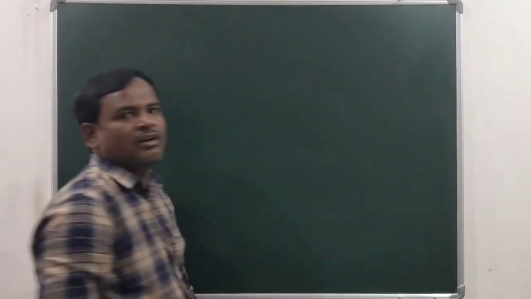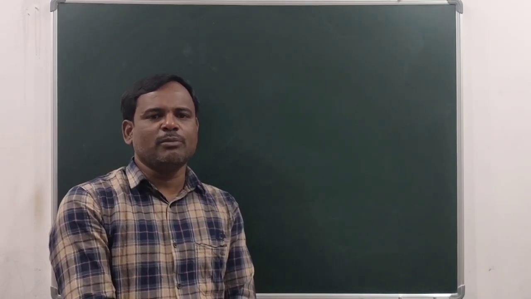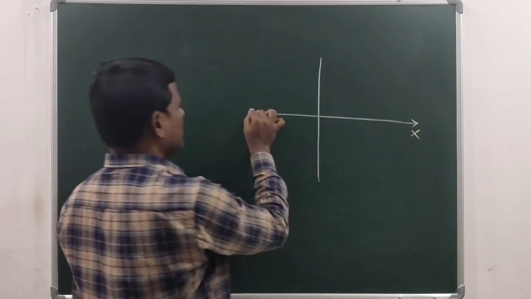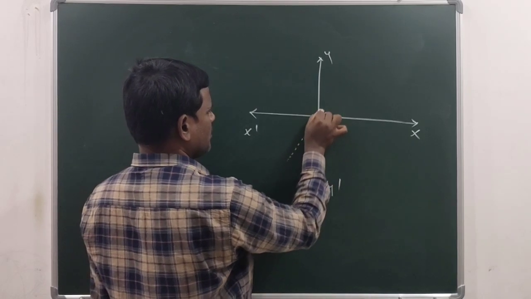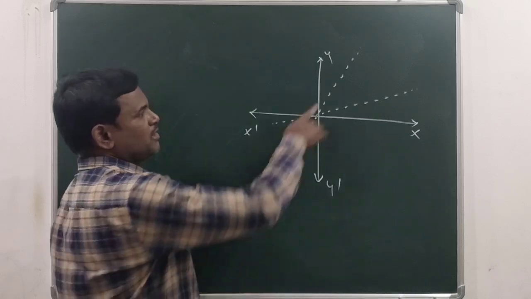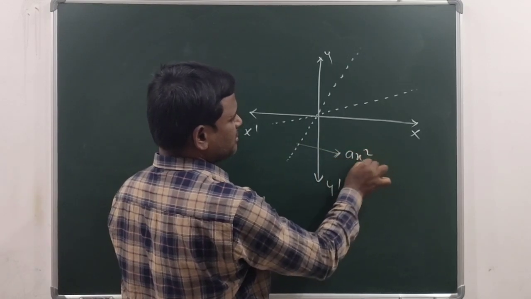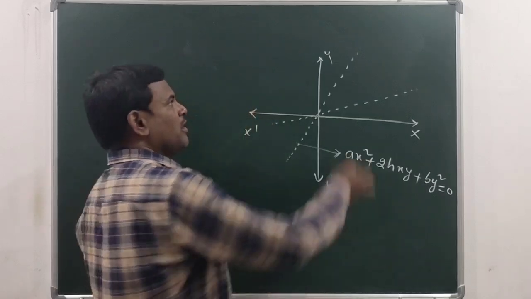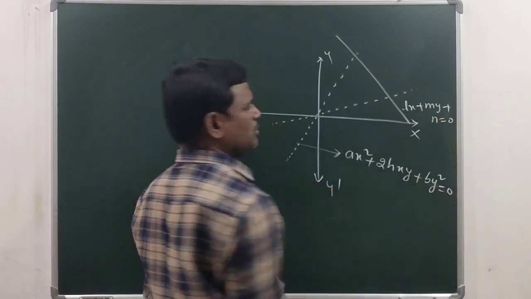types of triangles formed by a pair of lines passing through the origin and a line Lx plus My plus N equal to 0. Types of triangles formed by a pair of straight lines passing through the origin. So this is one pair passing through the origin, the two lines whose combined equation will be given to you, like ax square plus 2hxy plus by square equal to 0, and this line equation, Lx plus My plus N equal to 0.